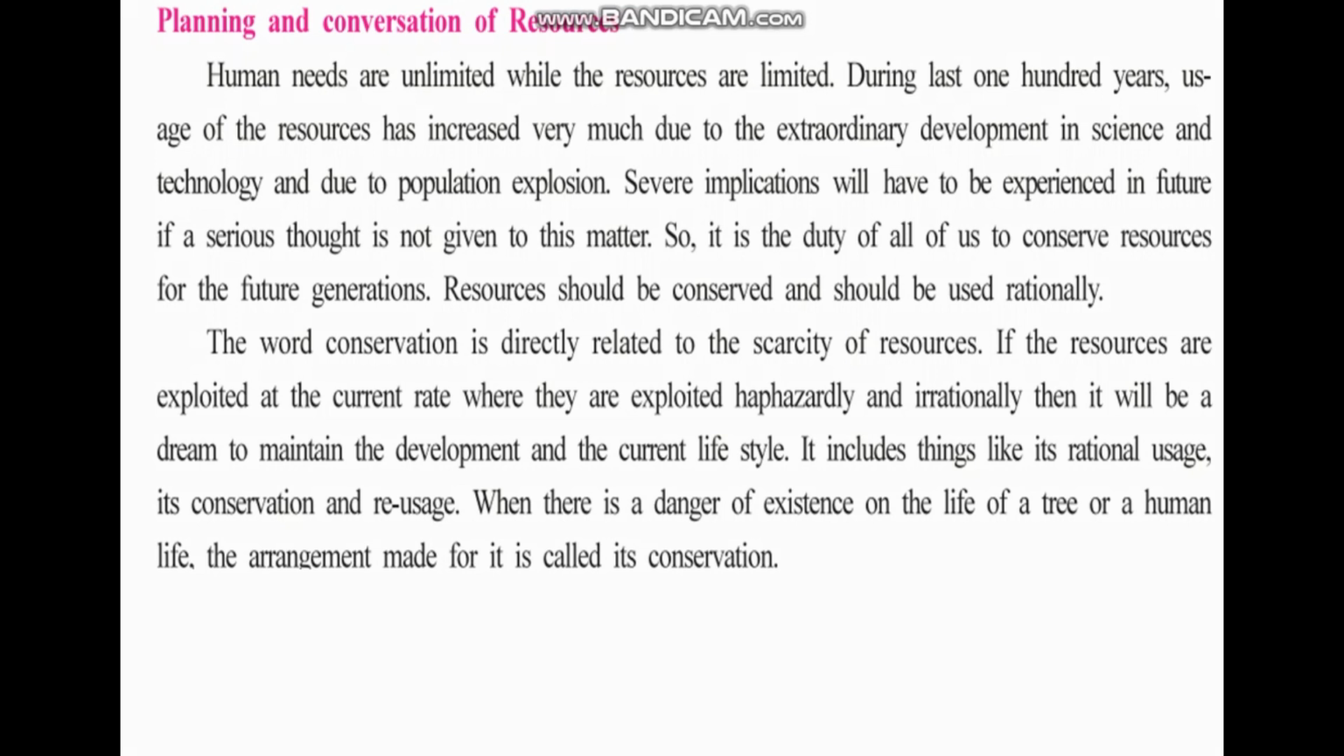Planning and conservation of resources. Now this is a very important point. We need to plan the usage and the conservation of resources. Human needs are unlimited while the resources are limited. See, the needs of human beings are increasing, and that's why the resources, which are very limited, need to be used in a very systematic way.